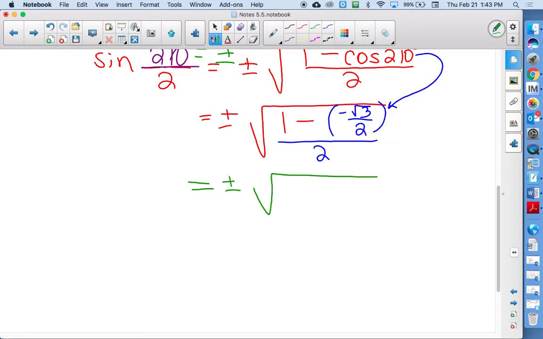Chelsea, if I have 1 minus the square root, or negative square root of 3 over 2, the 1 would become a 2. The minus negative becomes a big plus, and that fraction on the top becomes 2 plus the square root of 3 over 2. And then all of that is still divided by 2.